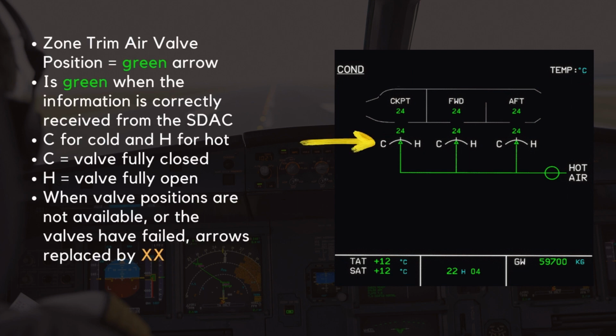The sliding scale below displays the zone trim air valve position. Each zone trim air valve position arrow is displayed in green when the information is correctly received from the SDAC. The scale is white and consists of two letters, C for cold and H for hot. C means that the valve is fully closed, and H means that the valve is fully open. When the valve positions are not available or the valves have failed, the arrows are replaced by two amber crosses.